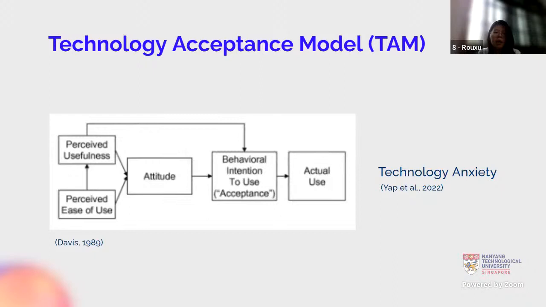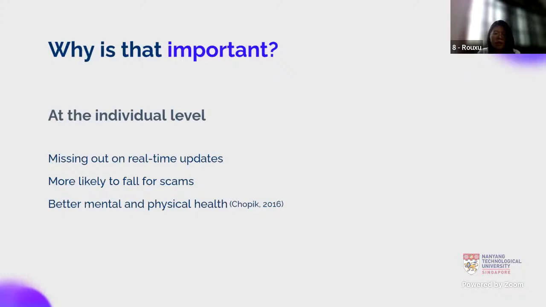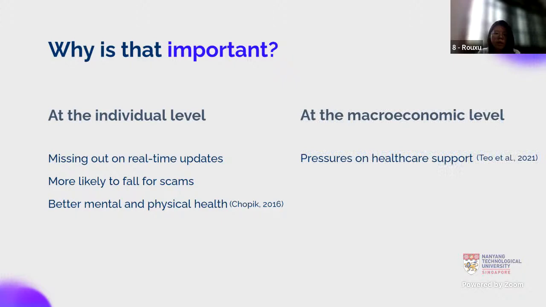Next, digital literacy is important on both the individual and macroeconomic levels. On an individual scale, seniors could miss out on real-time updates, such as COVID updates, and could be more likely to fall for scams. Also, greater technology use was associated with higher subjective well-being, lower depression, and fewer chronic conditions. On a macroeconomic scale, it could result in pressure on healthcare support.